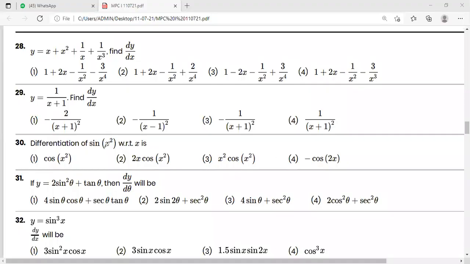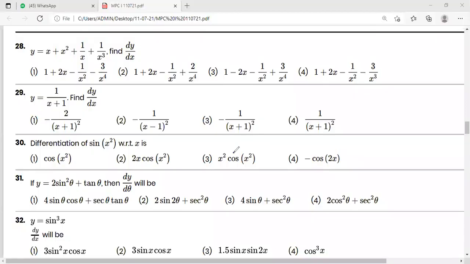Question number 30. Differentiation of sine of x square. So you have to calculate the derivative here for sine x square. What is the formula for derivative of sine x? That is cos x only, no? So that is cos x square. And again you have to take the derivative for the inside function, that is x square. What is the derivative of x square? 2x. So finally the answer is 2x cos x square. So that second option will be the correct one.